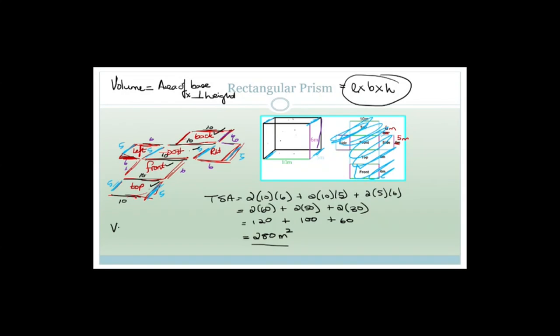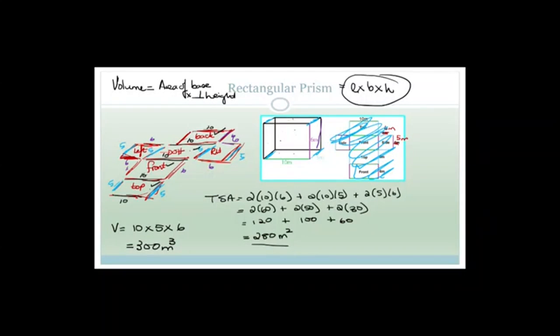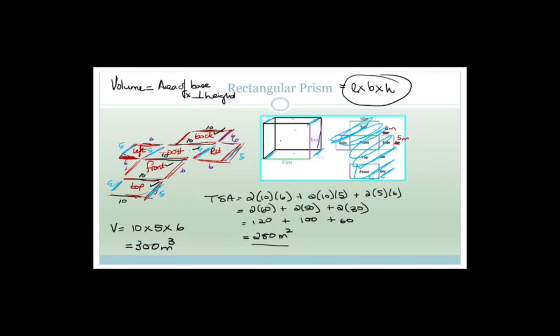So the volume in this case is going to be 10 times 5 times 6. 5 times 6 is 30, so it's 300 meters cubed. Remember, the volume is always cubed because of the fact, why? Because it is three measurements that will be multiplied together.